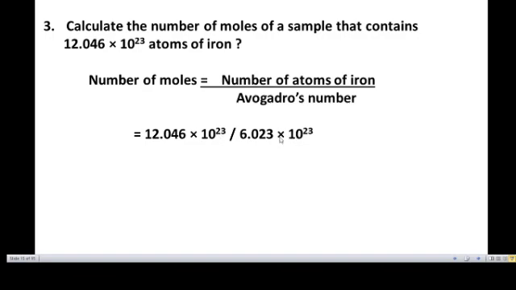So 10 to the power of 23 and 10 to the power of 23 both cancel. So the remaining numbers are 12.046 by 6.023. 10 to the power of 23 and 10 to the power of 23 both cancel. The remaining values, 12.046 by 6.023, is equal to 2 moles of iron.